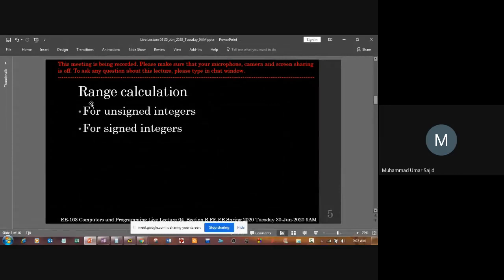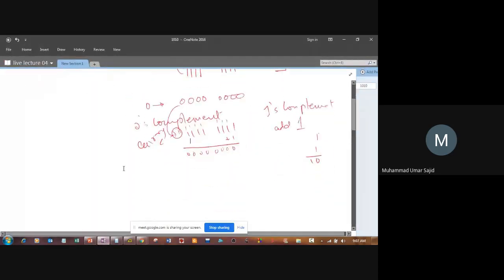Okay, so range calculation we did for unsigned numbers. The range calculation formula was really simple. Let's say n is the number of bits. The largest number was 2 to the power n minus 1. So the range of the unsigned numbers went from 0 to 2 to the power n minus 1.